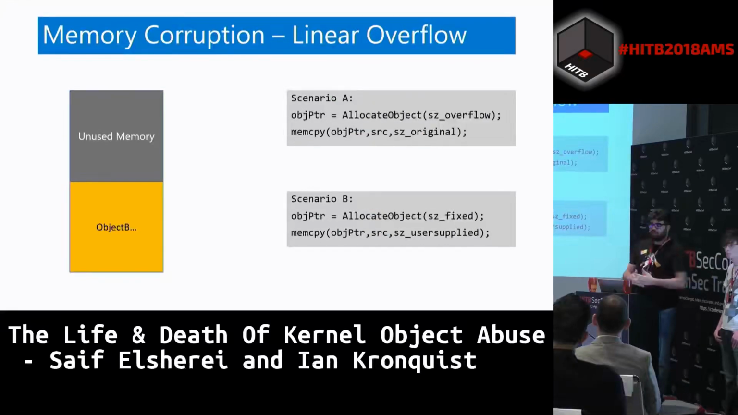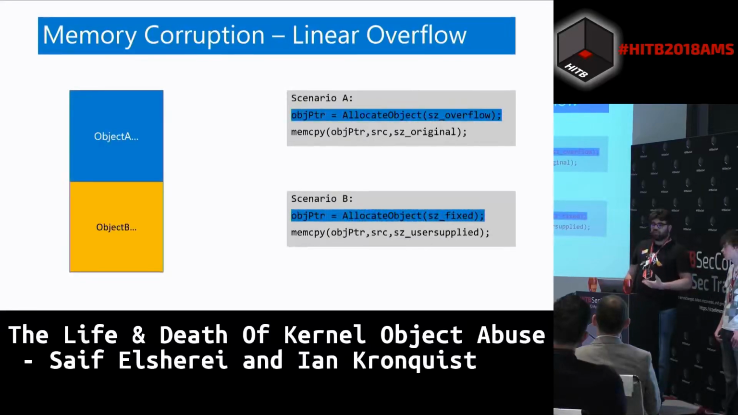So the first impact can be through linear overflows. We have two scenarios in that case. The first one is that we allocate an object of a size that has been overflowed, meaning that there were some calculations on the size that was supplied by the user prior to using that size argument, resulting in an overflow just like we explained in the last slide.